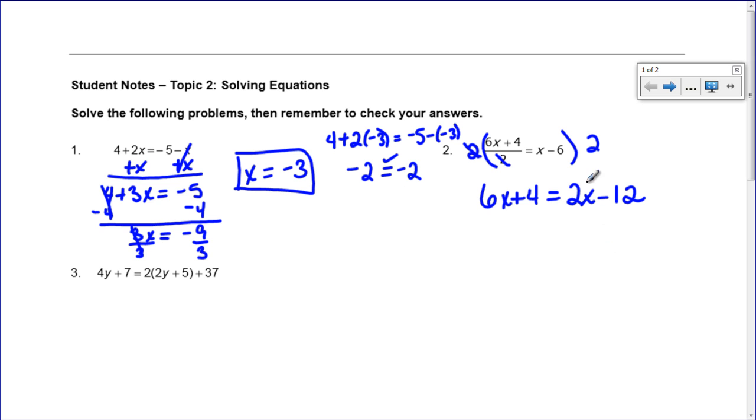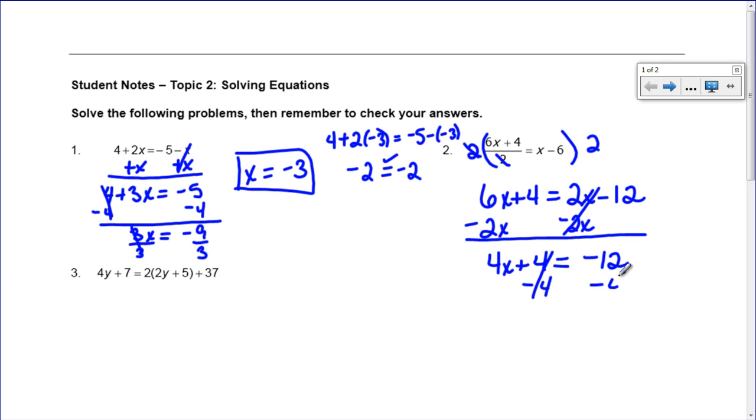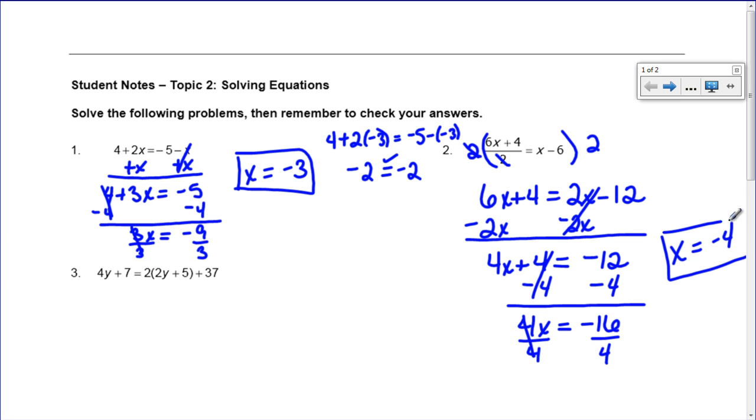Just like on this problem, I'm going to take the smaller x and I'm going to move it to the other side. So to cancel out 2x, I'm going to subtract 2x. So now I have 4x plus 4 equals negative 12. And then I'm going to subtract this 4 because I'm trying to get x all alone. So I have 4x equals negative 16. And then I'm going to have to divide by 4 to find out that x equals negative 4. And to check it again, I would plug it back into here and make sure that the left side equals the right side, and I would just use my calculator to do that.